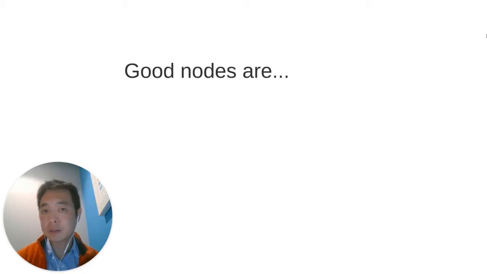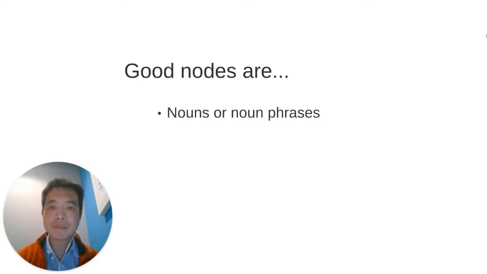But making good nodes is tricky. So here are some tips. The most important thing is that nodes have to be nouns or noun phrases. The text that you type into that right-hand pane has to be a noun or a noun phrase. Otherwise, the model just doesn't make sense, and it's impossible to make connections that make any sense.